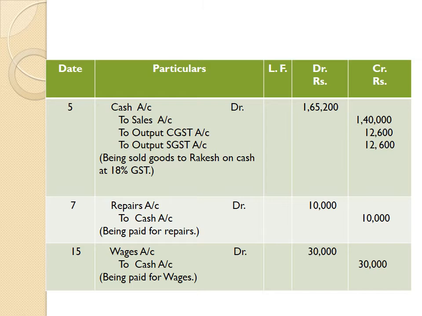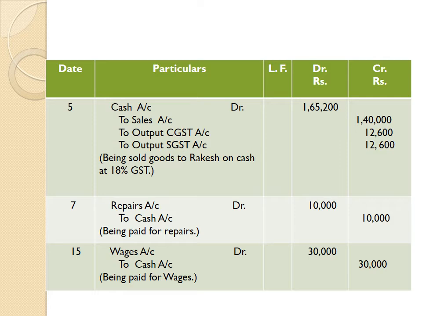So 25,200 upon 2. One part carries rupees 12,600. Sorry, 12,600. So when there is a transaction of sales, we may record it as output central GST and output state GST.